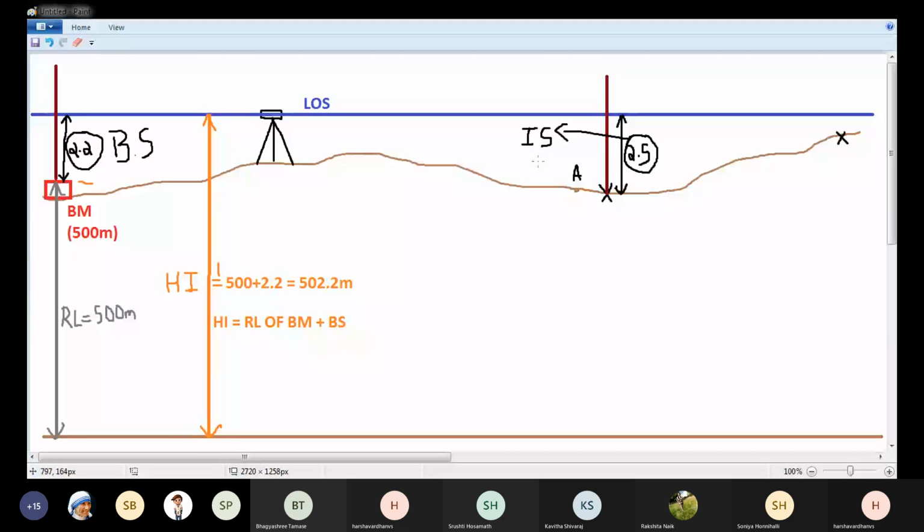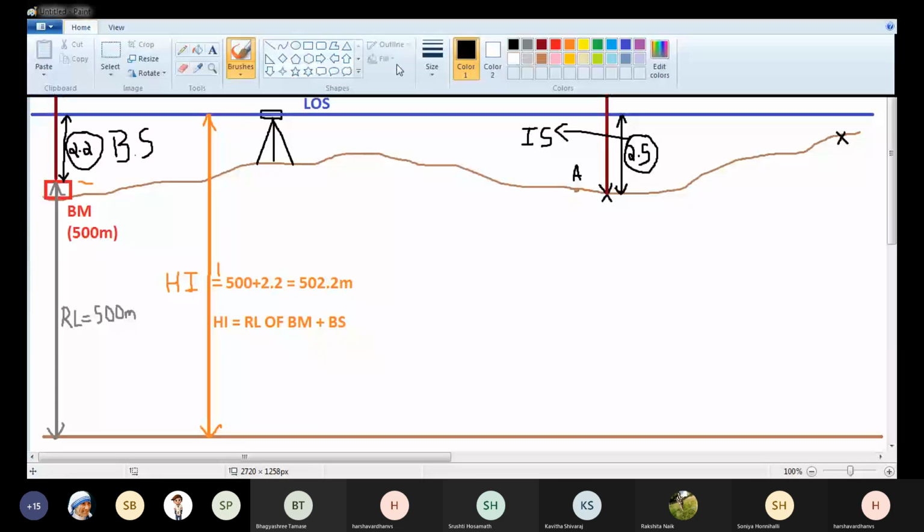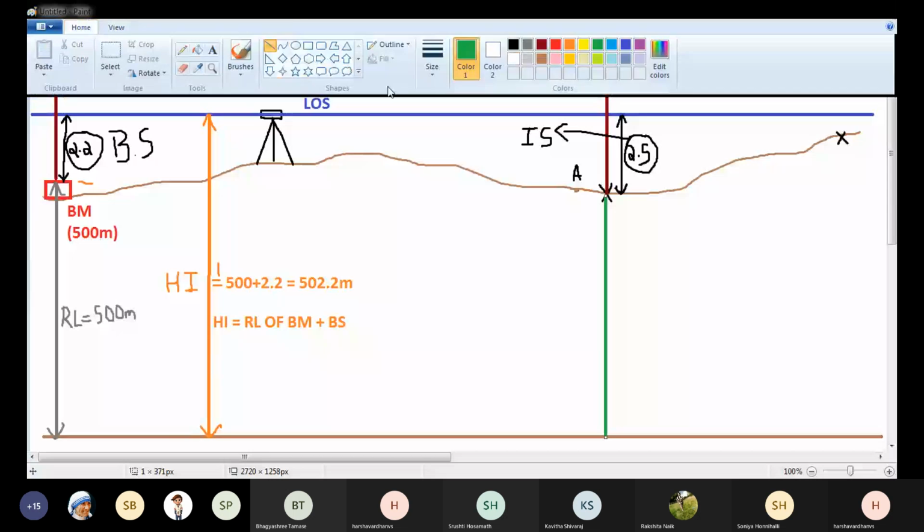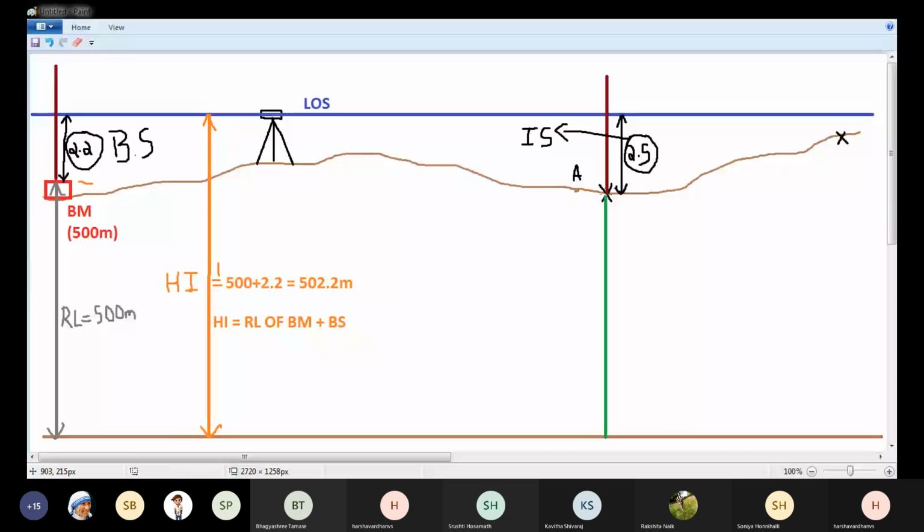Now I want to find the RL or elevation of point A, and I have taken an intermediate sight on point A. So how do I measure the elevation of point A? Elevation of point A means the vertical distance of point A from datum. So this is the RL or elevation of point A.